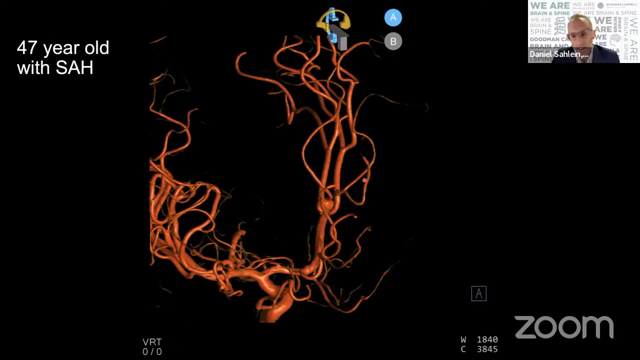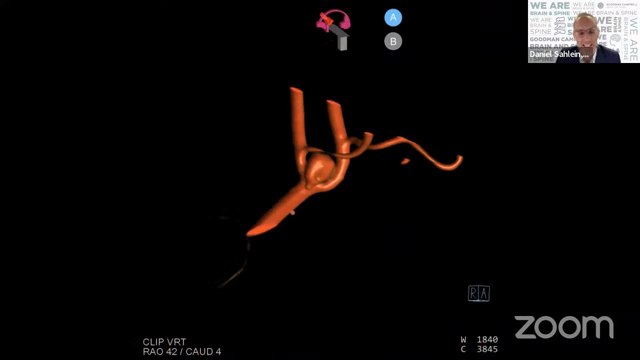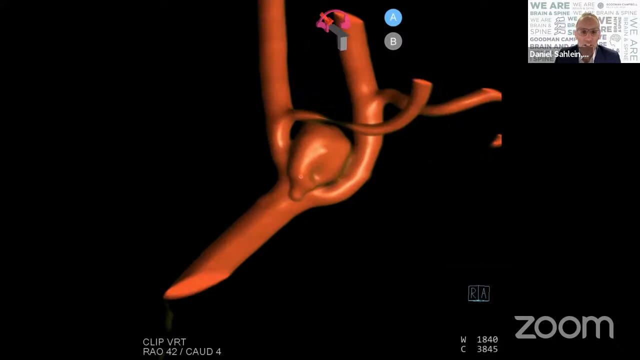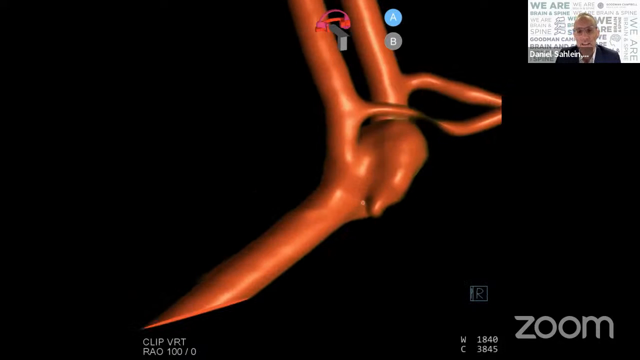So here's, in a similar vein, a 47-year-old with subarachnoid hemorrhage. And here's a case where a neck really kind of spanned. This is actually an azygous configuration anterior cerebral artery, so these are bilateral pericallosal arteries. And this is a tricky aneurysm because the neck is actually fairly wide. It spans this bifurcation. And then the rupture point actually appears to be right at the base here.